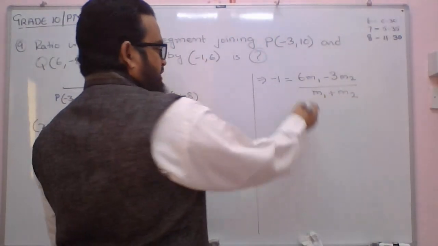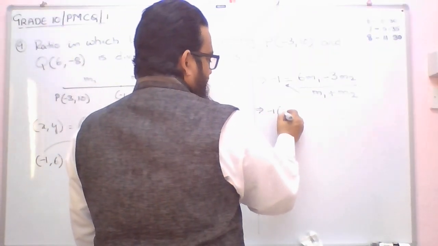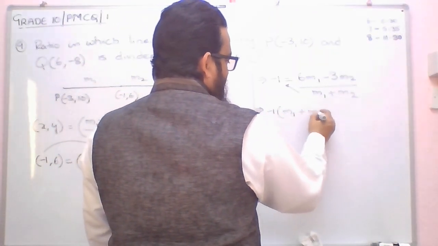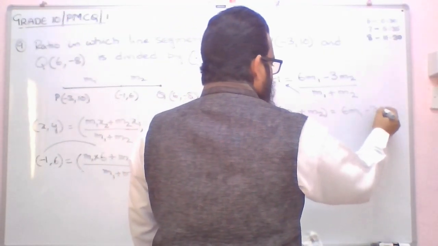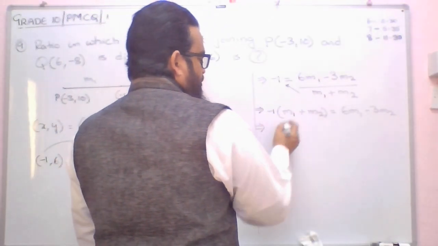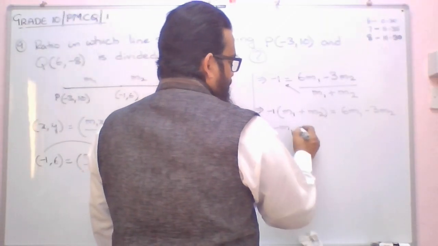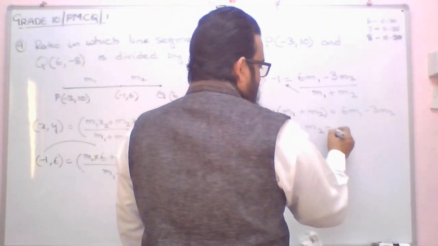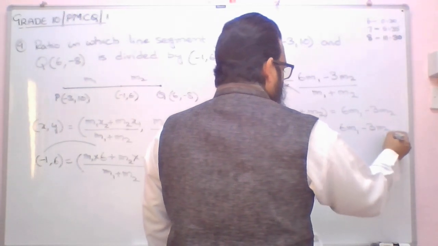So now transpose m1 plus m2 to the other side. What will happen? -1 into (m1 + m2) equals 6m1 - 3m2. Now when I multiply, it will be -1 into m1, that is -m1, and -1 into m2, that is -m2, is equal to 6m1 - 3m2.